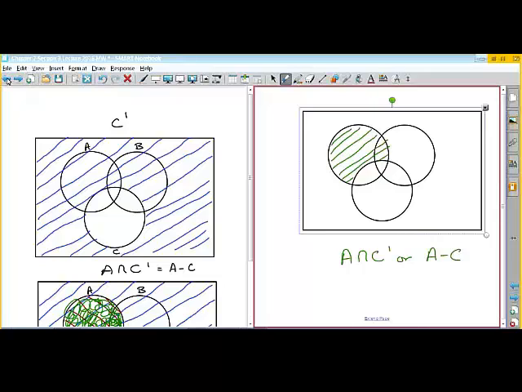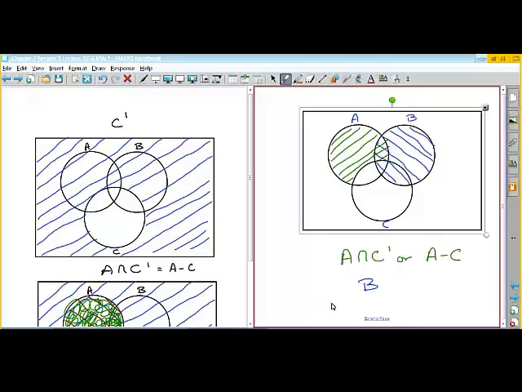Now B, set B, which is the other thing that we're doing here. There's B. We'll show that B. This is A. This is B. This is C. So if I want to represent what's in set B, I'll just show it by blue lines that are going all across set B.